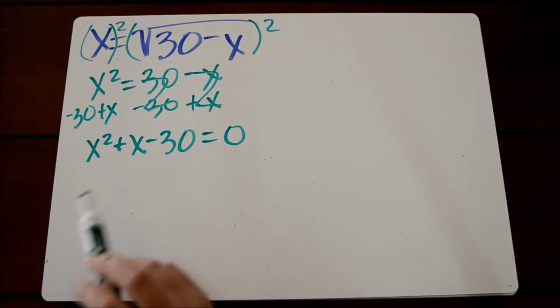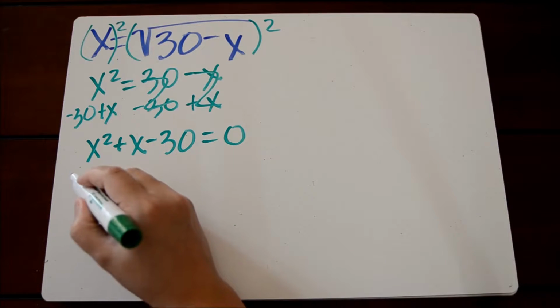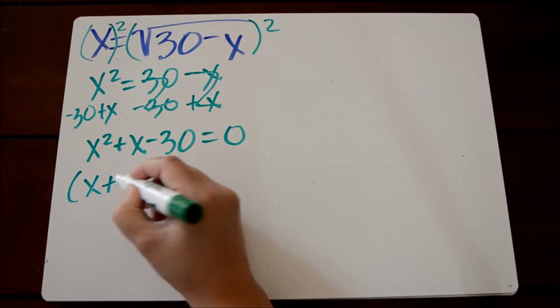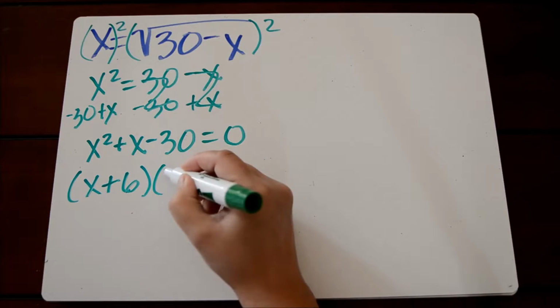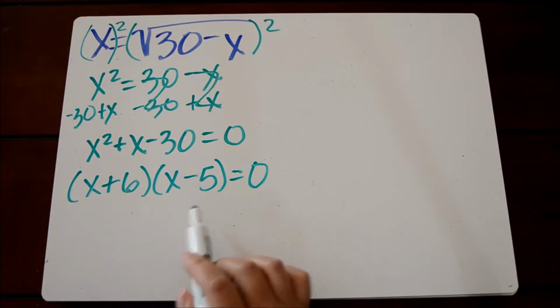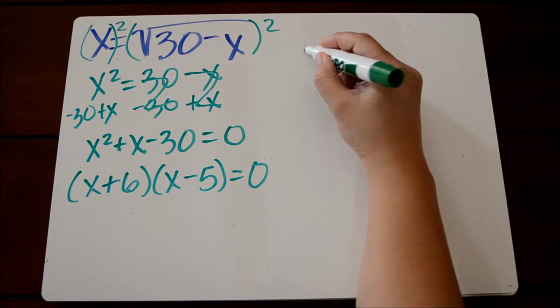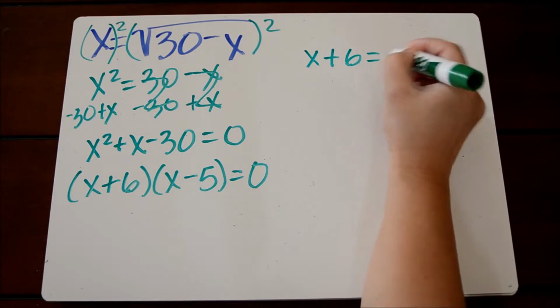And I'm going to solve this quadratic by factoring. So when I factor, I will get x plus 6 times x minus 5 is equal to 0. And we have to set our factors equal to 0 to get our solutions. So x plus 6 equals 0.